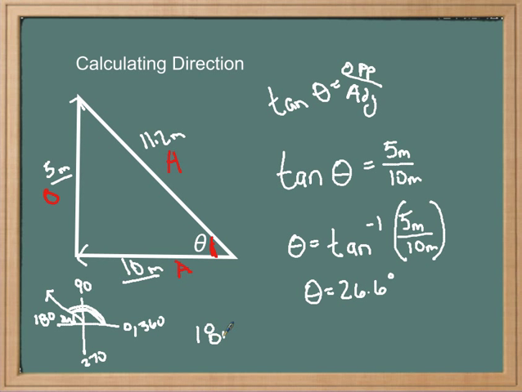So to actually find the direction of the vector that we're working with, because it's in this third quadrant, and because we only know this angle measure, we have to do 180 minus 26.6 degrees, to get a value of 153.4 degrees for our true direction that we're working with.